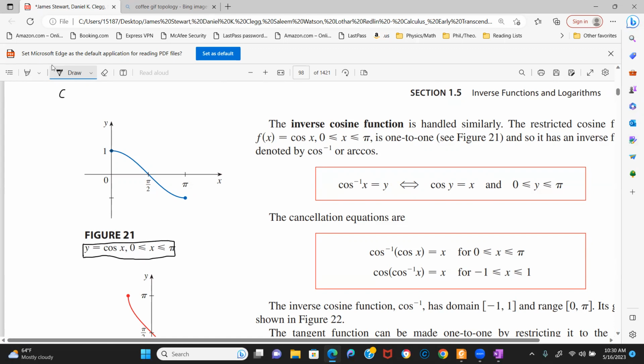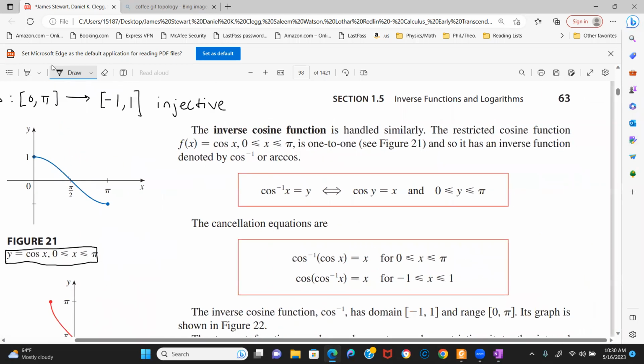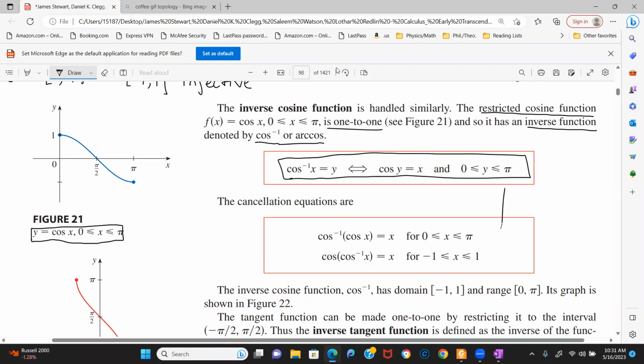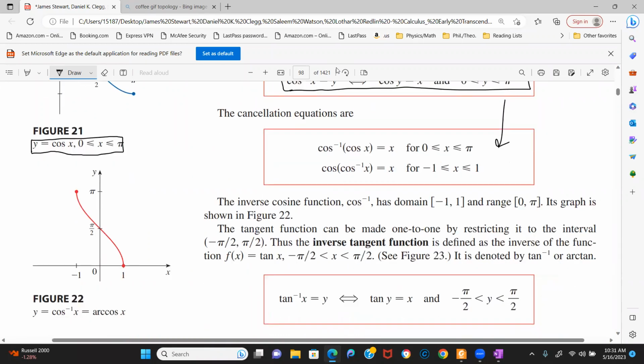So now we're thinking about cosine as a function from 0 to pi to the interval -1, 1. And when you restrict it in this way, this is injective, or it's 1 to 1. It has an inverse. So going through the same sort of reasoning, the restricted cosine function is 1 to 1, and it has an inverse function denoted by cosine inverse or arc cosine, and it has to satisfy this property. This is the property of the inverse function. And then you easily get these cancellation properties.